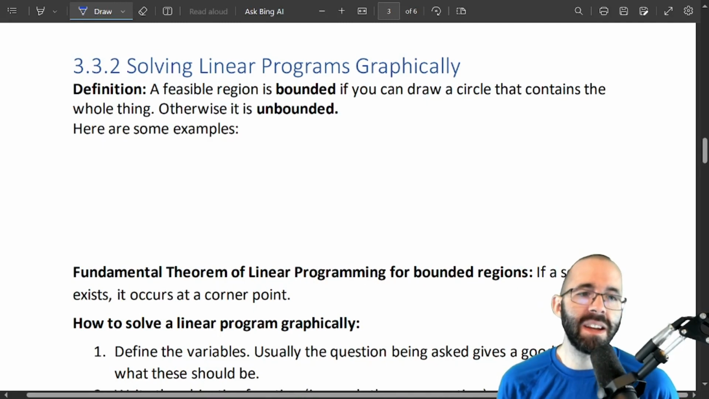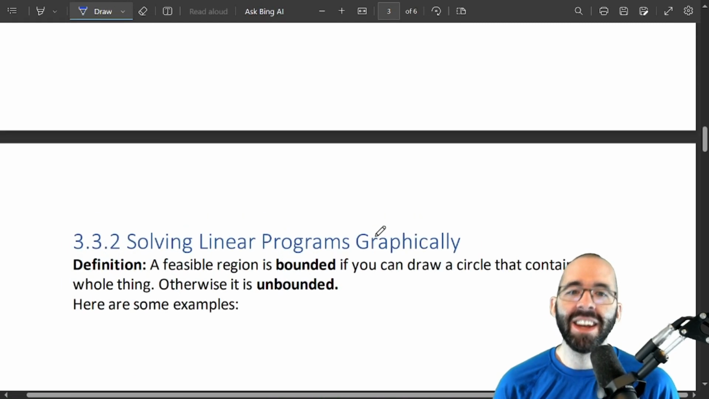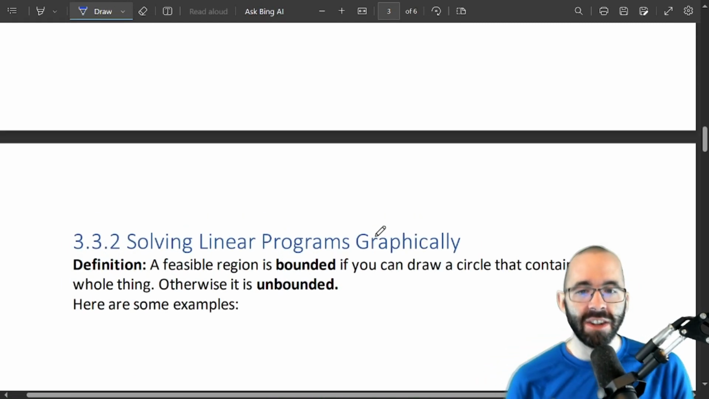A lot of times when people take math classes, they hate talking about theorems, but you are going to love this one. I don't want to spoil it, so I'm scrolling up. Before we get into this theorem, I need a small definition.